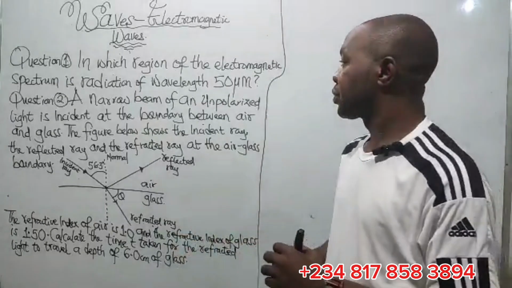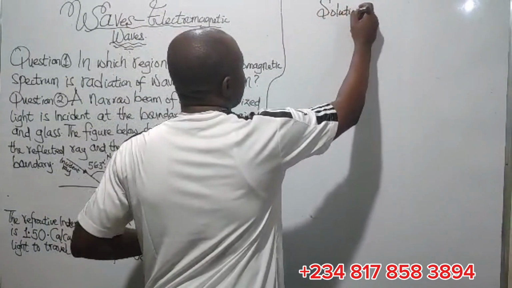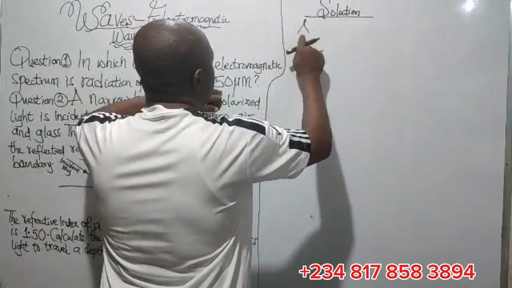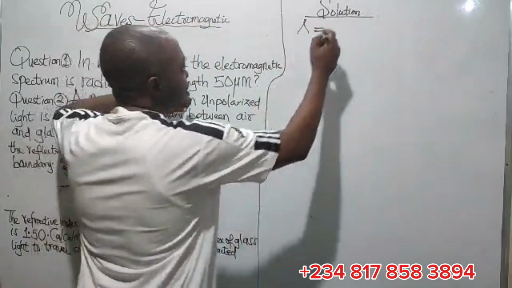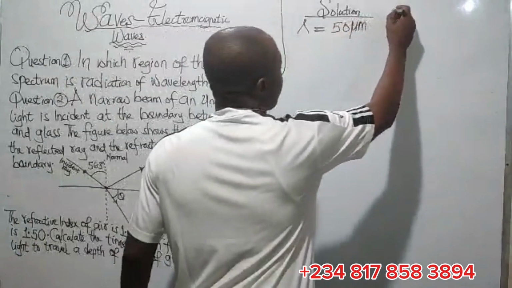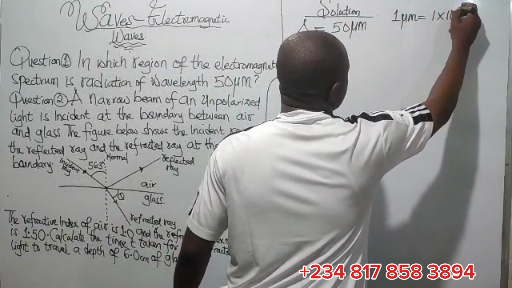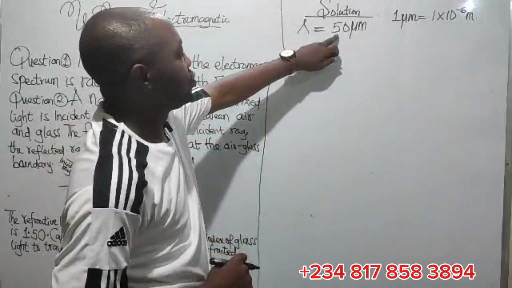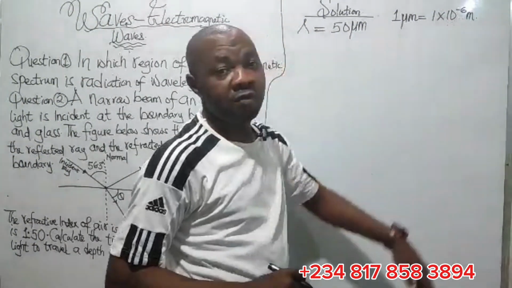For this question, what we need to do is convert the unit of this wavelength. The wavelength of the radiation is given to be 50 micrometers. We know that 1 micrometer is 1 times 10 raised to the power of minus 6 meters. So we can write this micrometer as 10 raised to the power of minus 6 meters.